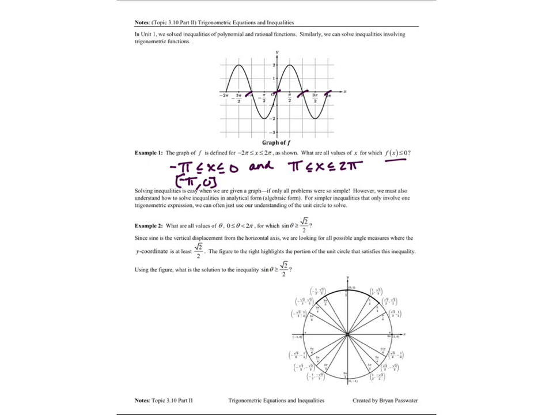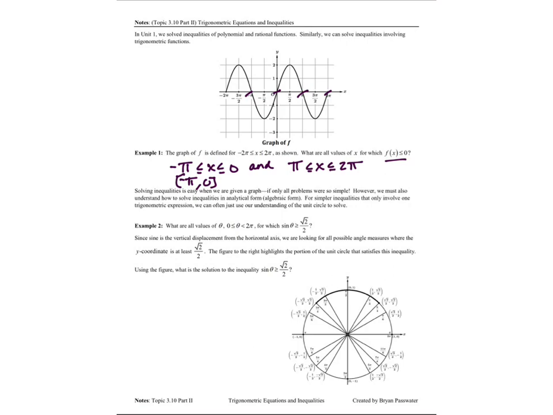Can you do it on the calculator? Yeah, you could. But you probably are going to have to convert. Like if it says it goes up through the x-axis at 6.28, you've got to know that's 2 pi. Does that make sense? Solving inequalities is easy when we're given a graph, if only all problems were so simple. However, we must also understand how to solve inequalities in analytical or algebraic form. For simpler inequalities that only involve one trigonometric expression, we can use our understanding of the unit circle.